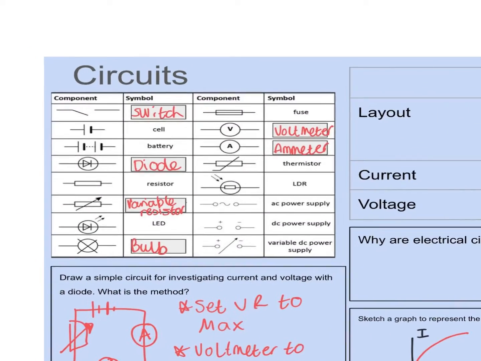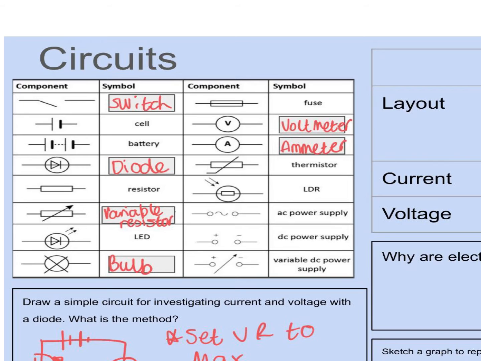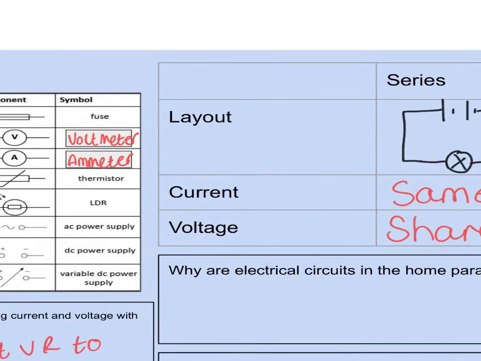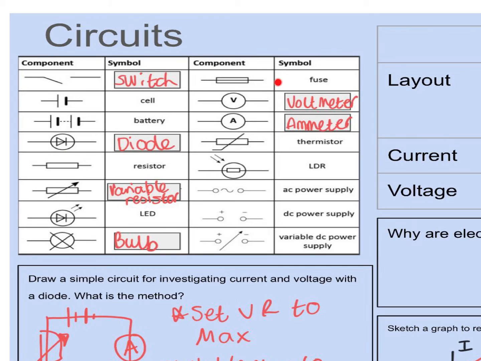So these were the symbols. You have to know them all, but I didn't take all of them away. I just put a couple in. So that's the switch, diode, variable resistor and a bulb, voltmeter and ammeter. You have to know them all, but they're just the ones that I kept up.